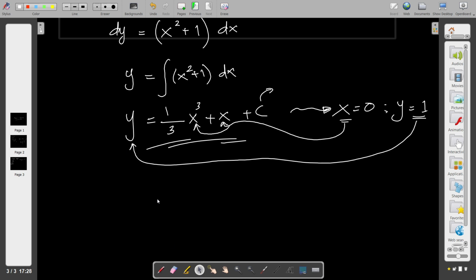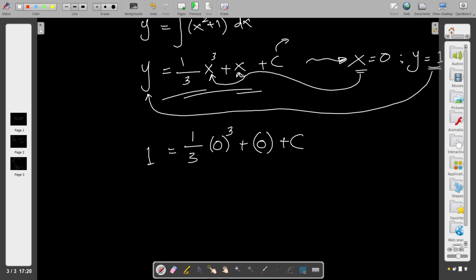This is 1 equals 1/3. Our x is 0, so 0 to the power of 3 plus x again, so we have 0 here, so this is 0 plus c. So this is 1, this is 0 plus 0 plus c. So the value of c is 1.